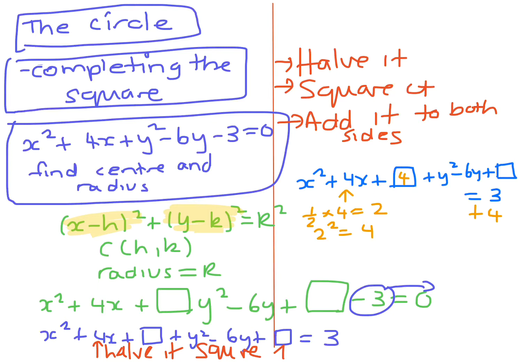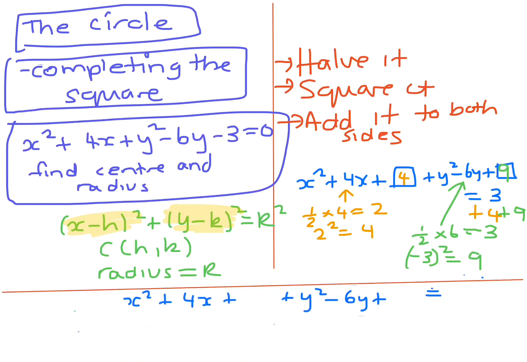Okay, now we're going to do this one. So the minus 6. You halve the minus 6, which is 3. Don't worry about the minus. You could put minus 3, but if you did, when you square the minus 3 anyway, you're going to get plus 9. So the minus is irrelevant. So that's going to be 9. So I'm going to add it, and then I'm going to add it to both sides.